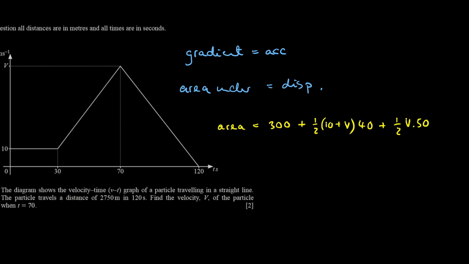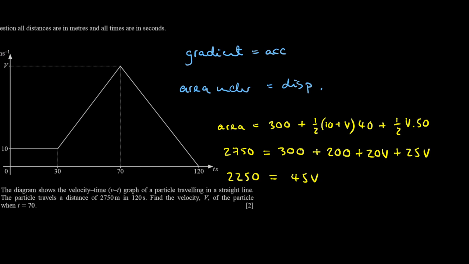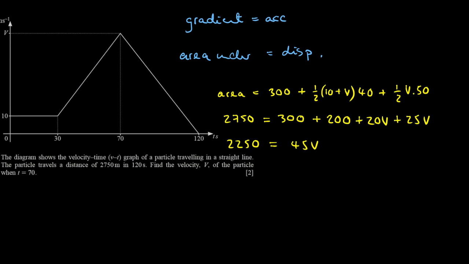Okay, then, I think I can simplify all this. We know this is going to be equal to 2750. And so that's going to be equal to 300 plus, well, a half times 40 is 20. So if I expand the bracket, I'm going to get 200 plus 20v plus 25v. 300 plus 200 is 500. If I subtract 500 from both sides, I get 2250 is equal to 45v. And so then I've got to do 2250 divided by 45.